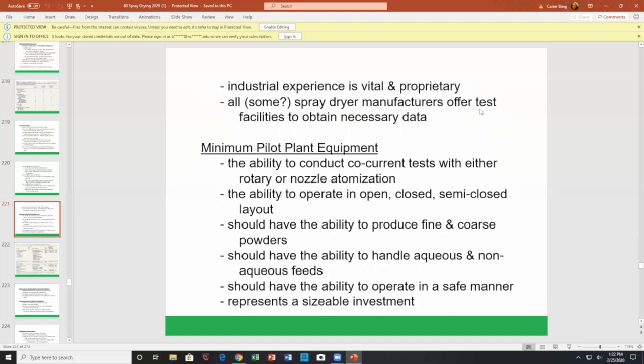All spray dryers offer test facilities. I don't know if all of them do, but anyway, minimum pilot plant equipment: ability to conduct co-current tests, rotary or nozzle; ability to operate open, closed, or semi-closed; should have the ability to produce fines and coarses; should have the ability to handle aqueous and non-aqueous feeds; should have the ability to operate in a safe manner. It represents a sizable investment.